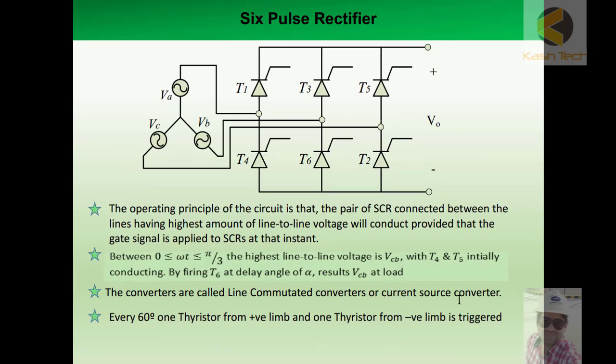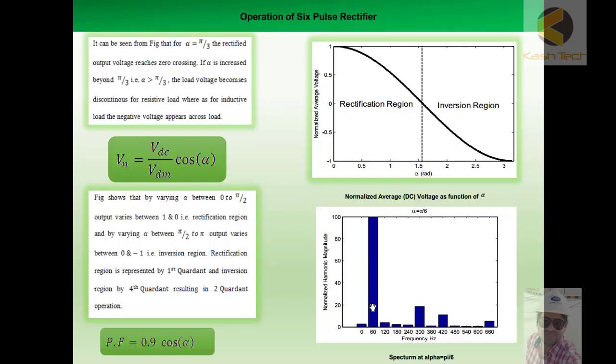It means that when the current is flowing through these thyristors, the gate will not close even though the voltage is reverse biased. So this is the disadvantage of this type of thyristor, that the gate will remain open unless the current is completely stopped, although the voltage polarity is reversed. So these types of thyristors are called current source thyristors or converters.